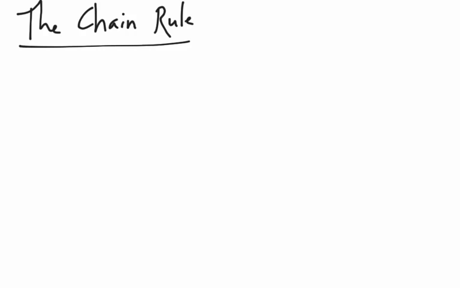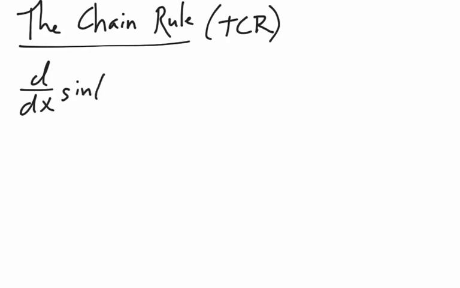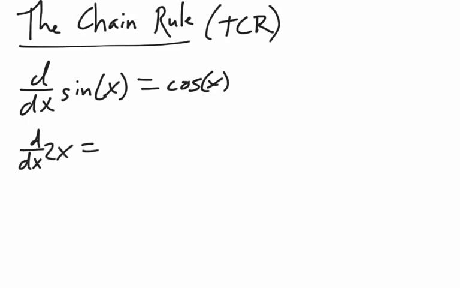This video is on one of the most useful derivative rules, which is called the chain rule, or TCR for short. To introduce the chain rule, I'm going to look at a special problem. So we know that the derivative of sine of x is positive cosine of x. And we also know that the derivative of 2x is simply 2. But what is the derivative of sine of 2x?